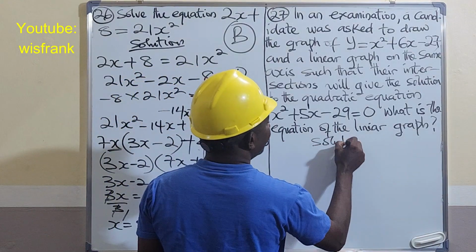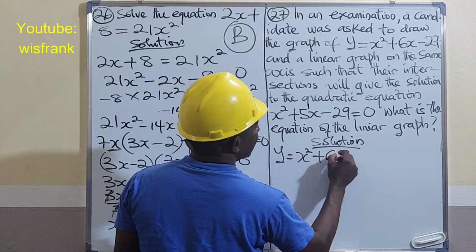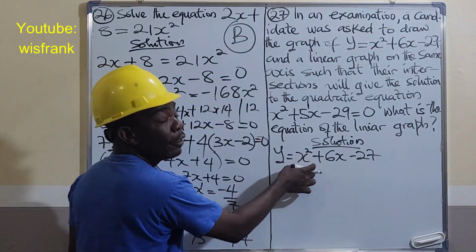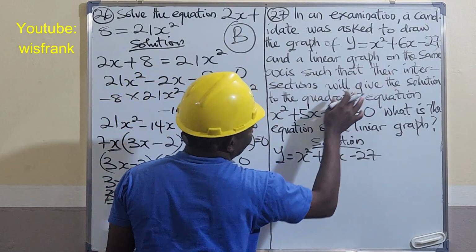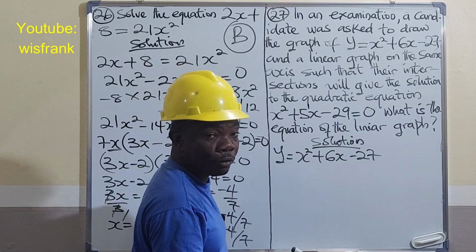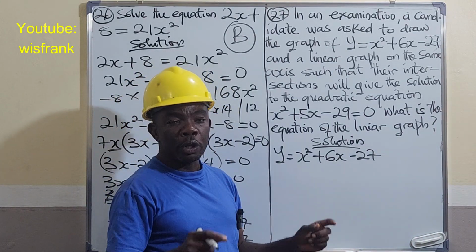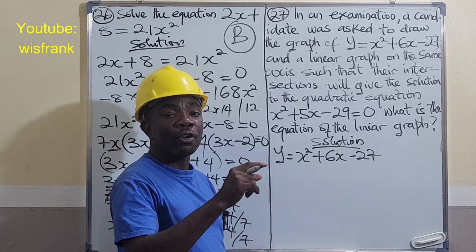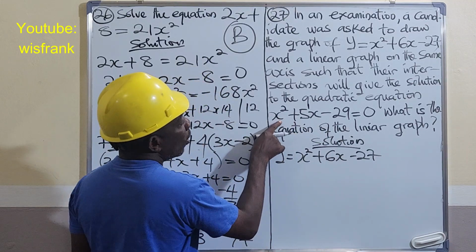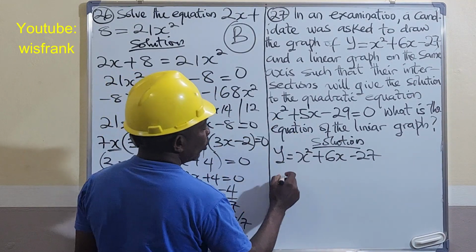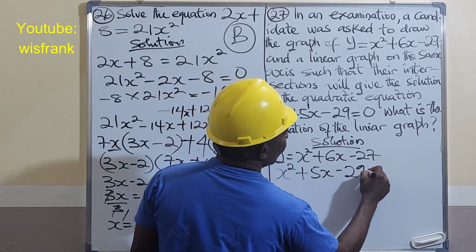So we have here the solution. We were given y equals x squared plus 6x minus 27. That is the quadratic graph that was drawn. A linear graph was also drawn and they form an intersection. So we are asked to find the equation of this linear graph that cuts across the quadratic graph. And this was the solution of the quadratic equation, which is x squared plus 5x minus 29 equals 0.